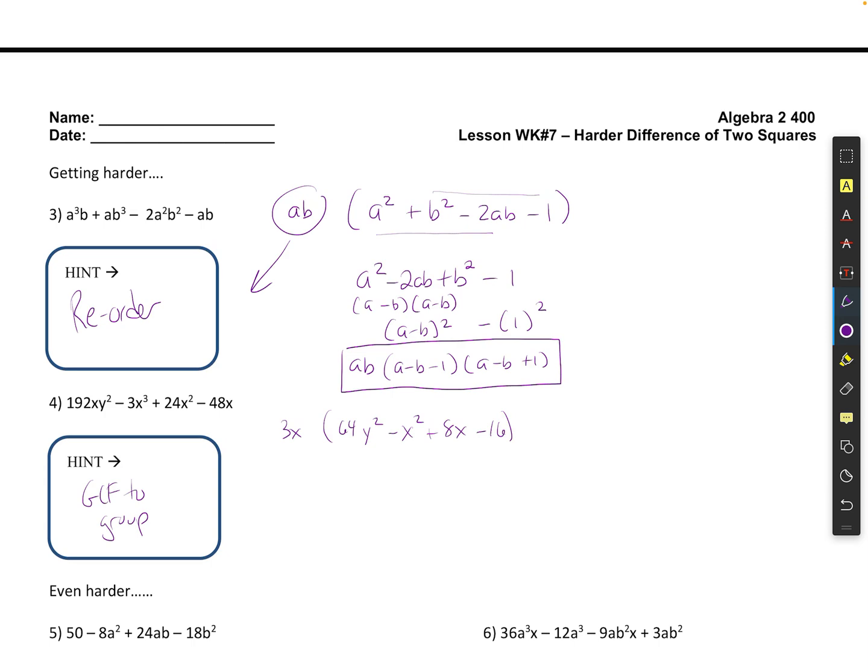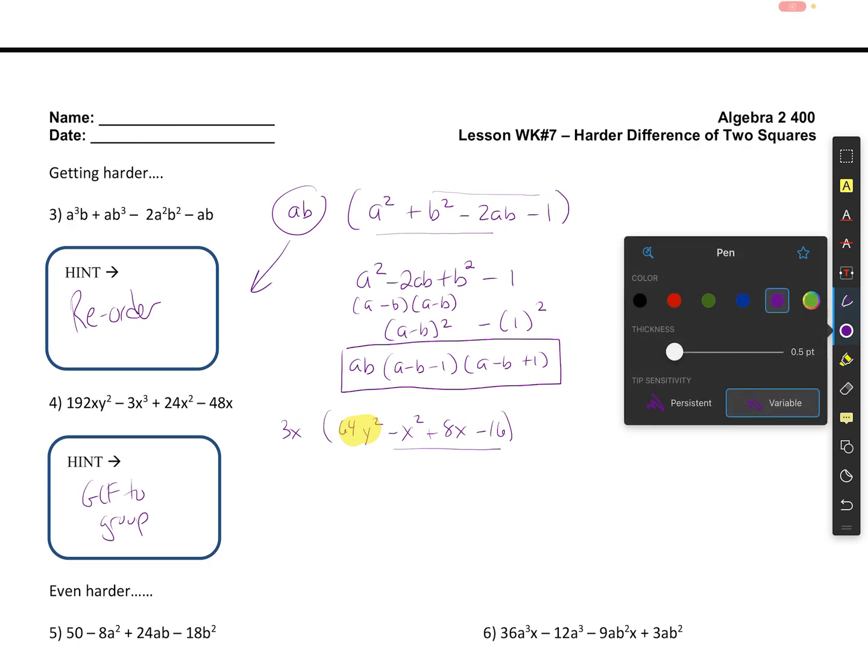All right, so obviously, I look for the odd man out. 64y squared is obviously the odd man out. That's on its own. All right, but what do I do with this? How am I going to factor that? Well, the problem is that we have to group it as a singular piece. So I personally like the GCF to group to get that perfect trinomial in front.